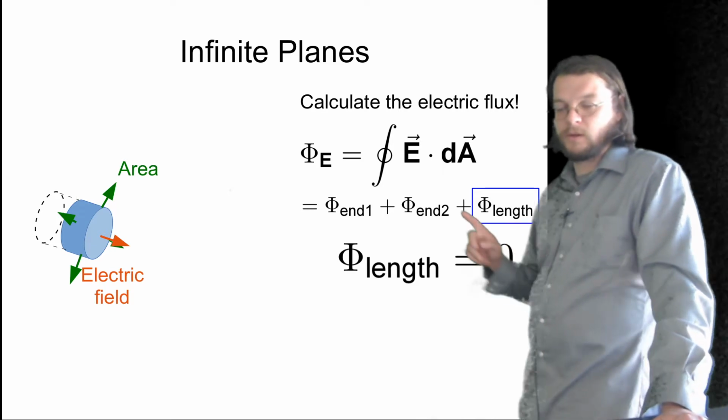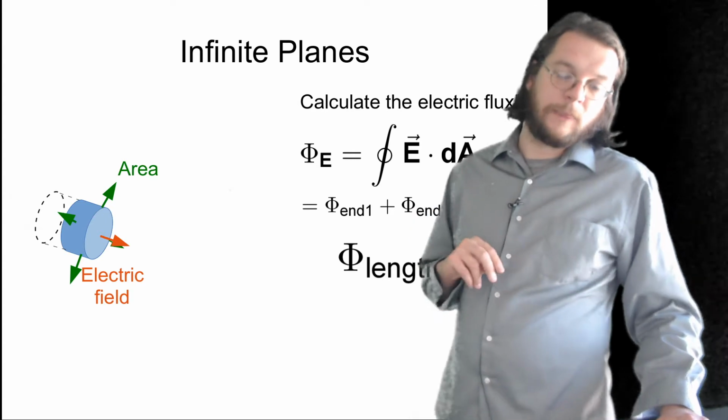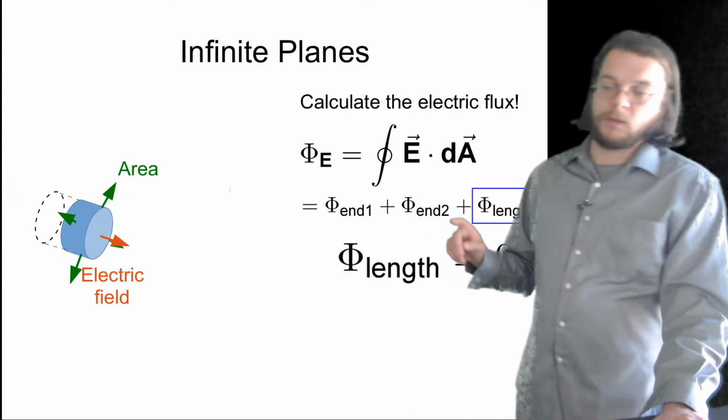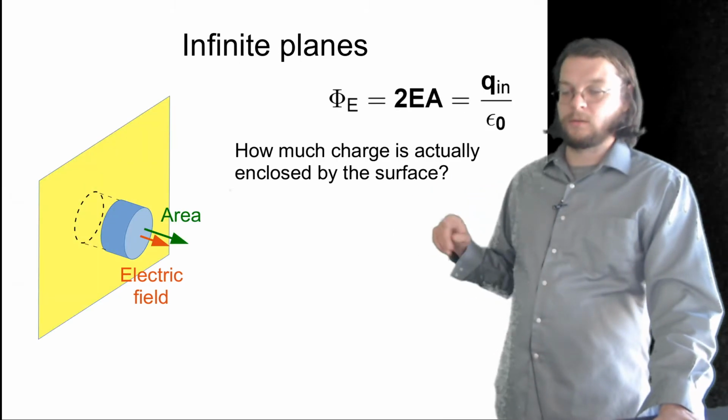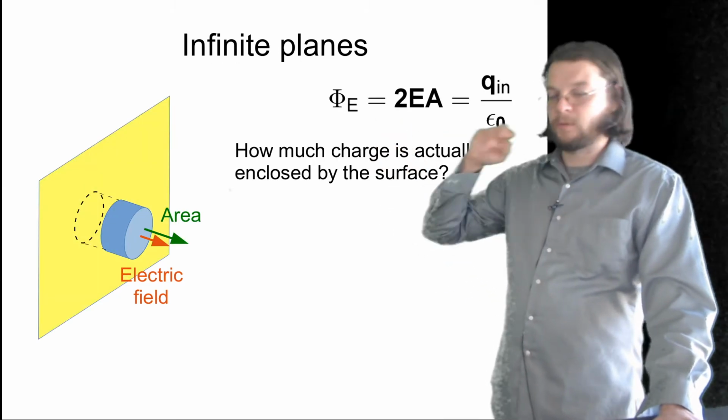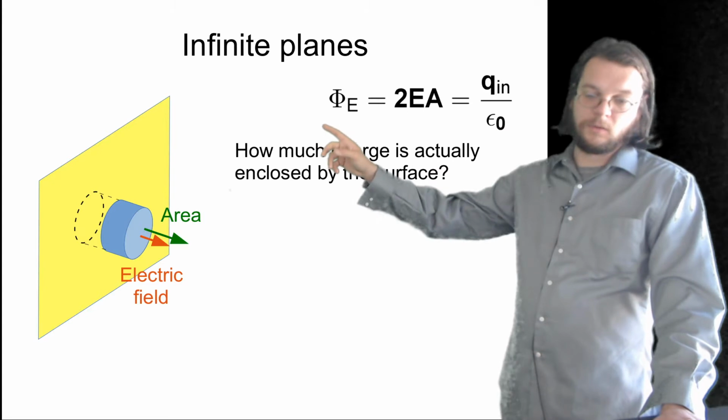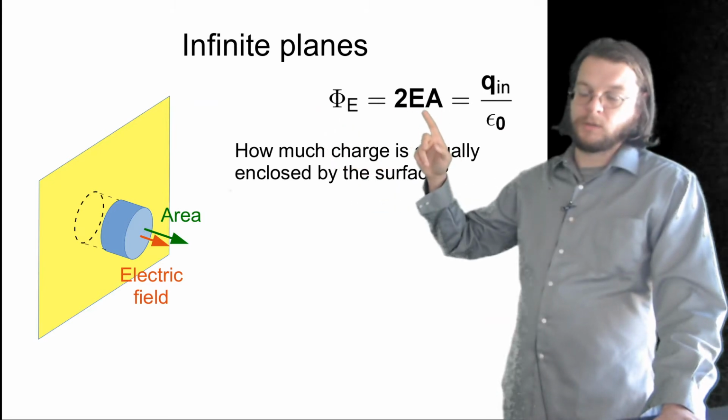So there you go. This crazy looking integral at the end of the day ends up being E times A, but twice that, because there's the front surface and the back surface. So the electric flux ends up being this.